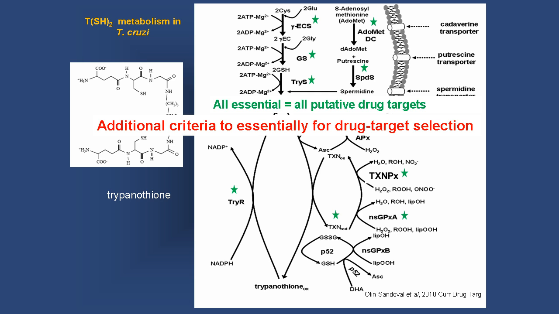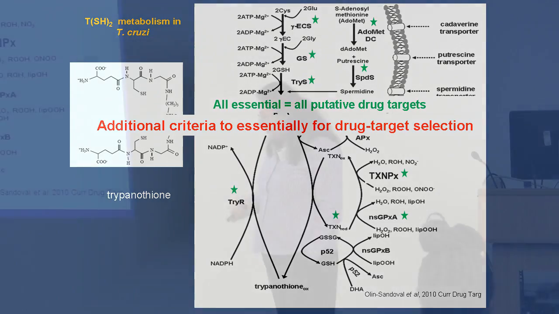provides reducing equivalents to the antioxidant system. Trypanothione can reduce antioxidant metabolites like dehydroascorbate or oxidized glutathione. But the main antioxidant pathway is this one. Trypanothione reduces this small protein called tryparedoxin, and this is responsible for reducing the peroxidases found in the parasite. Further, oxidized trypanothione is reduced by trypanothione reductase using NADPH.